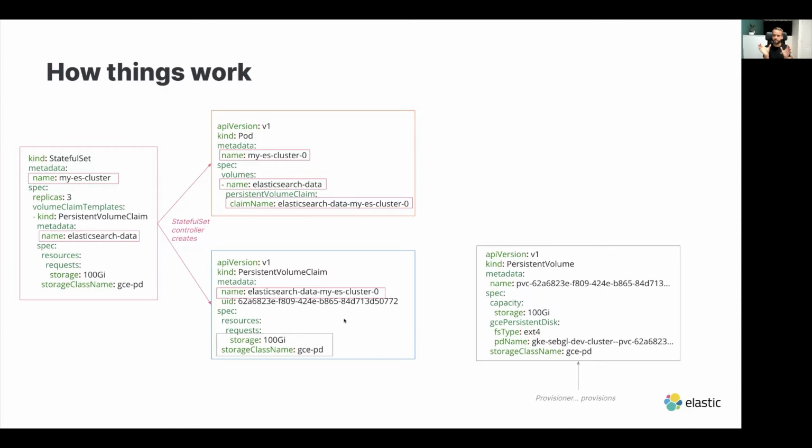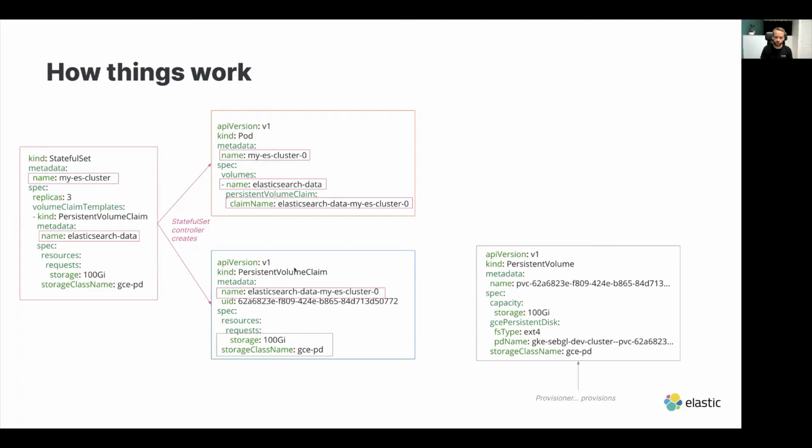And really the claim itself is not really the volume yet. It just expresses the desire for the pod to acquire a storage unit, which is going to be the persistent volume. So at this point, we have a pod, we have a claim. And the pod is basically waiting for that claim to be bound to a real volume. And you can see that there's a very nice naming convention in all that system. So the StatefulSet here that is called my-es-cluster determines the name of the pod. So the first pod is going to be my-es-cluster-0.